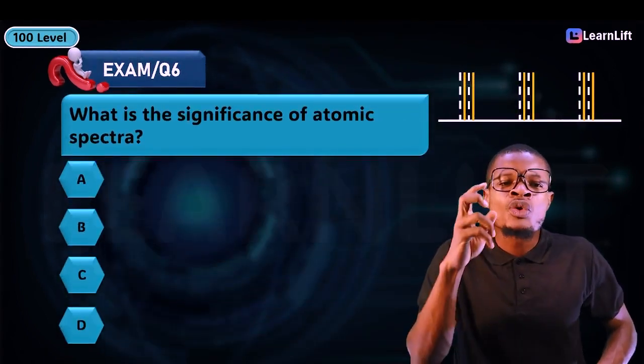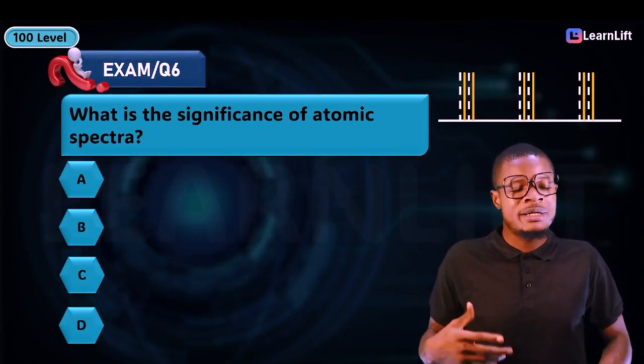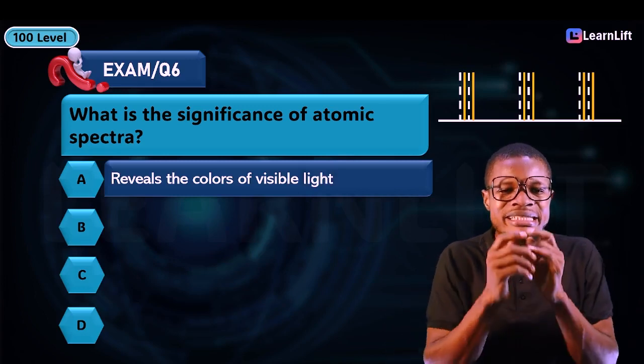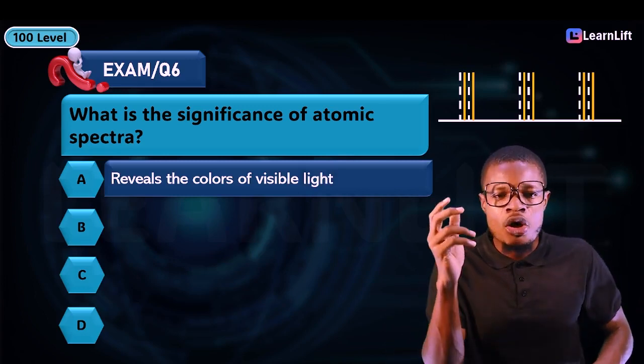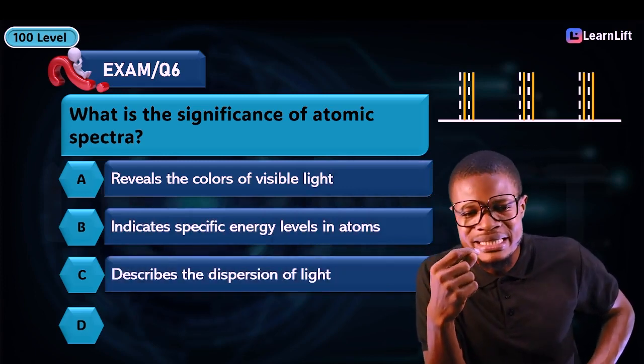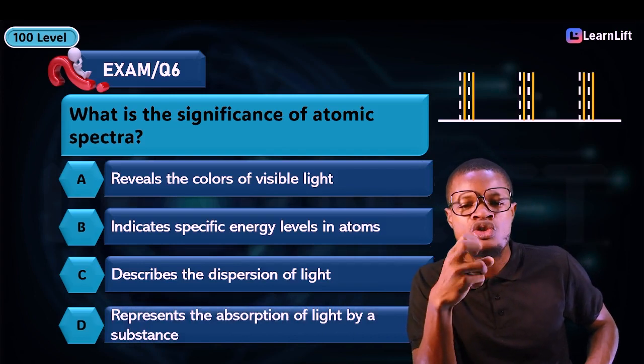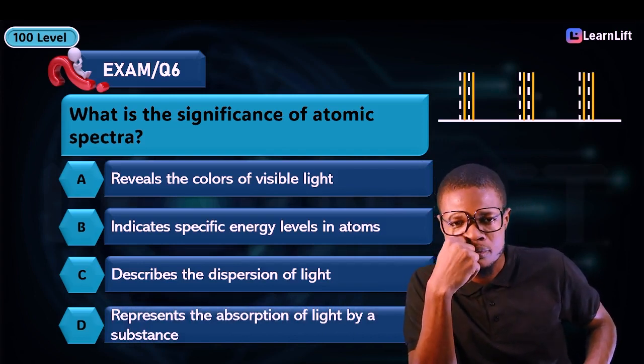Look at question 6. In our question 6 here, what is the significance of atomic spectra? What makes atomic spectra stand out? Option A says reveals the color of visible light. Option B says indicates specific energy levels in atoms. C says it describes the dispersion of light. And D says it represents the absorption of light by a substance.